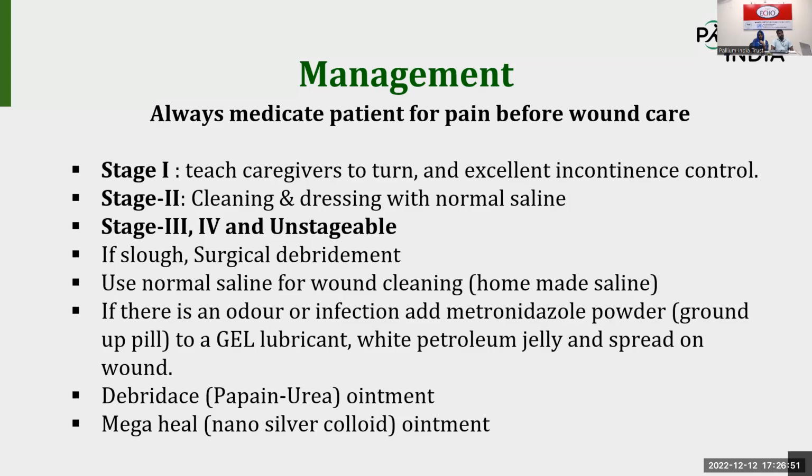Then, if the patient continuously has slough on the wound area, we can use Debridase ointment, continuously up to the slough removal. We can use the Debridase ointment. Then Megaheal ointment also we can use if there is no slough at all and it's a healthy wound. We can use the Megaheal up to the tissue development. Next.